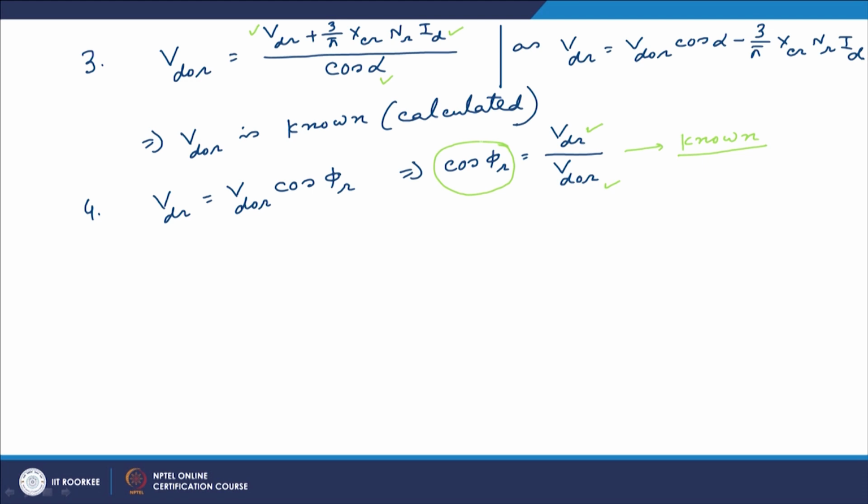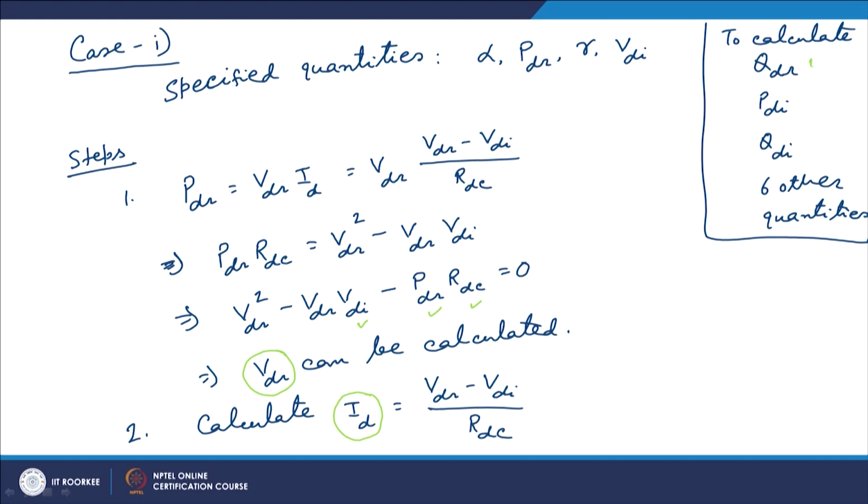Now, once we know cos phi r, then we can calculate q dr is equal to p dr tan phi r. Phi r we have just now calculated, and this p dr is already pre-specified. So, therefore, I can calculate q dr. So, here also q dr is calculated.